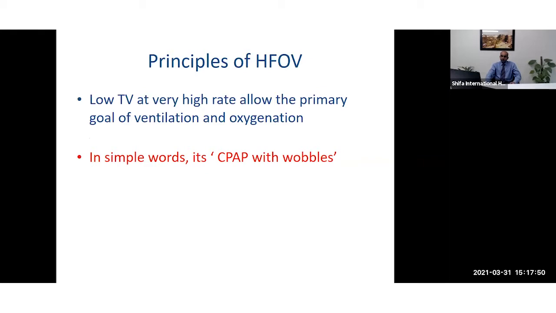It's basically a small tidal volume at a very high rate that allows the primary goal of ventilation and oxygenation. And the simplest way to remember and to understand high frequency ventilation, and I'm sure Terry will remember, we have discussed this many times, how when we were trying to understand how high frequency ventilation works, in simple words, it's CPAP with wobbles. That's how the high frequency ventilation works. And over the coming slides, I will explain this.